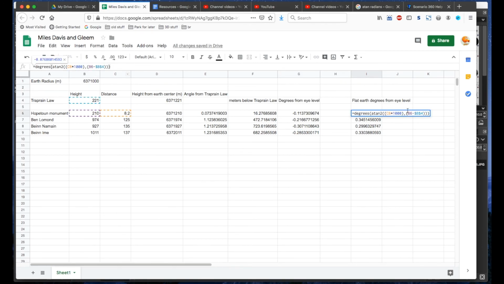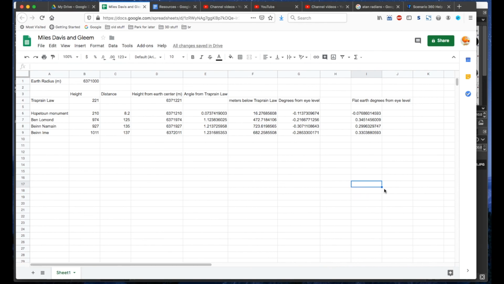This one is going to be 8.2 kilometers times 1,000 to give us meters, and Hopeton Monument minus Traprain Law gives us an angle of -0.07 degrees. Ben Lomond is a very similar formula. It gives us a positive angle of 0.345 degrees, which means that Ben Lomond would have to appear above Traprain Law. And same thing with Ben Narnain and Ben Eighnie.